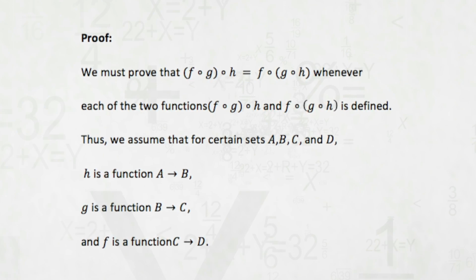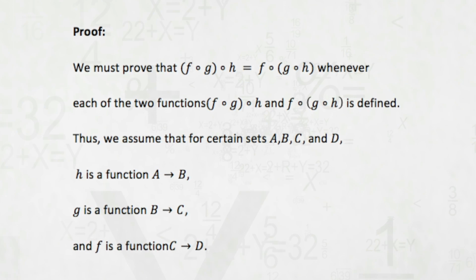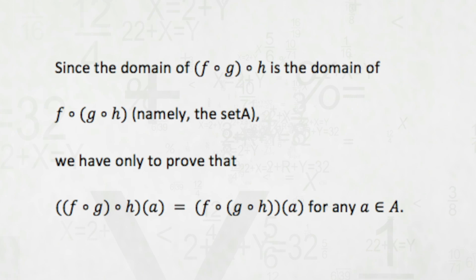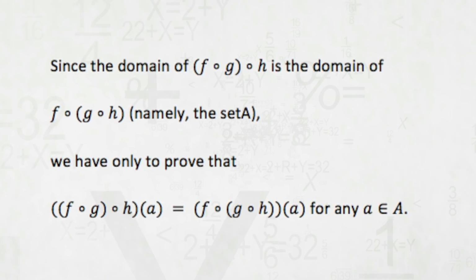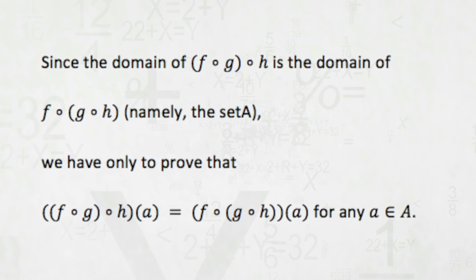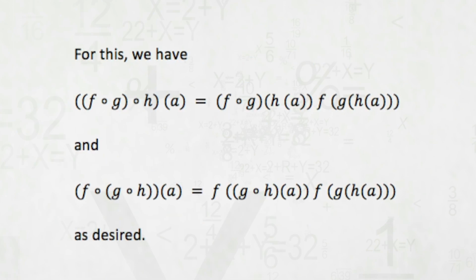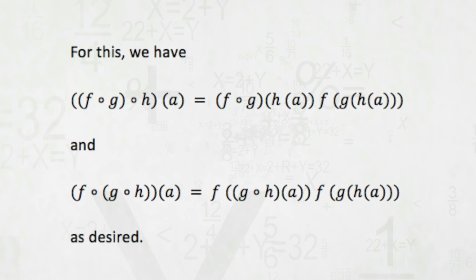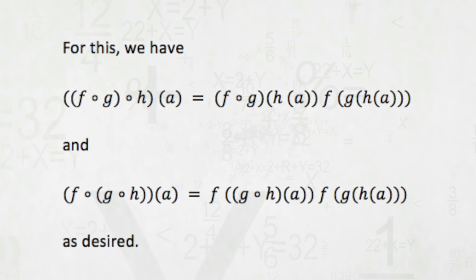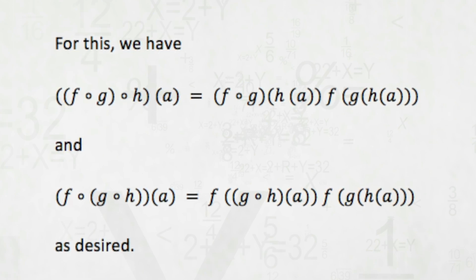Thus, we assume that for certain sets A, B, C and D, h is a function from A to B, g is a function from B to C and f is a function from C to D. Since the domain of both compositions is the set A, we have only to prove that they agree on the element a for any a belonging to A. For this, f composition g composition h of a is equal to f of g of h of a, as desired.